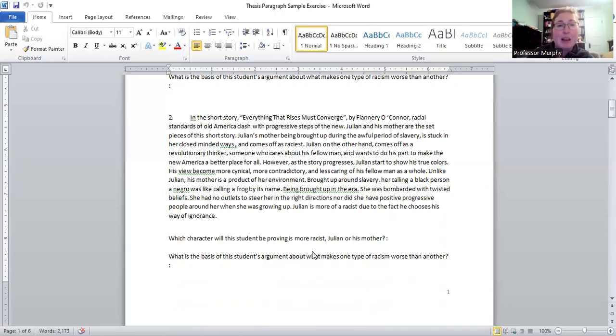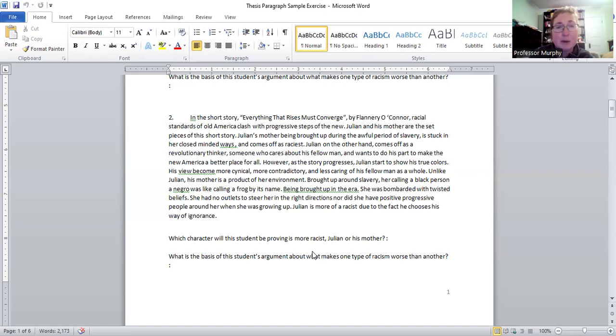This is a good one. In the short story, Everything That Rises Must Converge by Flannery O'Connor, racial standards of old America clash with progressive steps of the new. Julian and his mother are the set pieces of this short story. Julian's mother, being brought up during the awful period of slavery, is stuck in her close-minded ways and comes off as racist. Julian, on the other hand, comes off as a revolutionary thinker, someone who cares about his fellow man and wants to do his part to make the new America a better place for all. However, as the story progresses, Julian starts to show his true colors. His view becomes more cynical, more contradictory, and less caring of his fellow man as a whole.